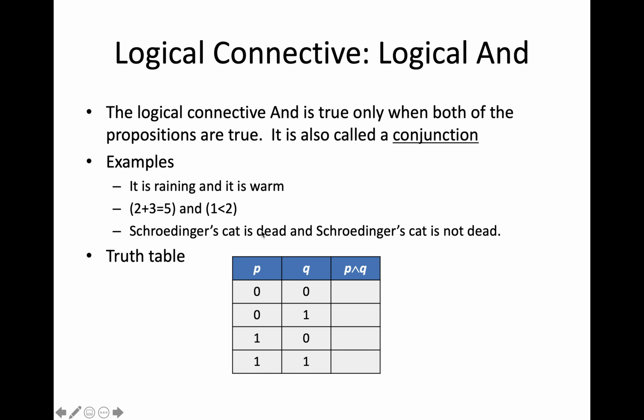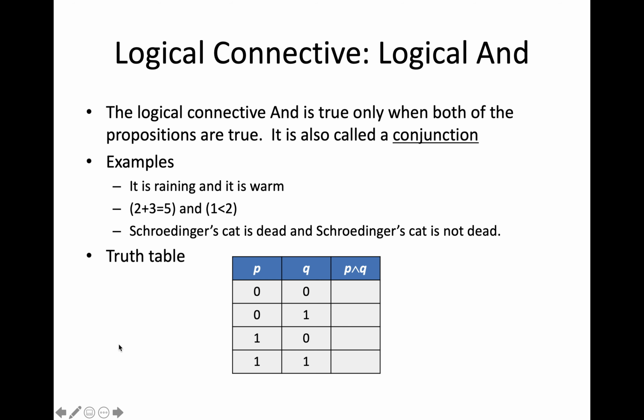Now your logical AND is a little different. Logical AND is true only if both statements are true. If there is anything other than that, it doesn't work, and it's called a conjunction. So essentially, if I give you two statements, one is P, one is Q, I need P and Q to be true. It doesn't work otherwise.